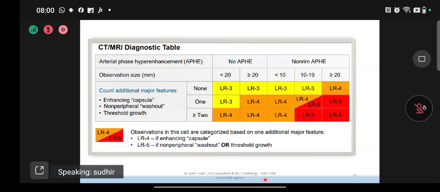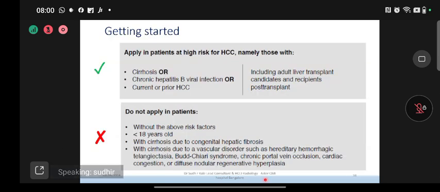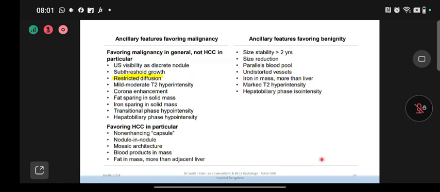Okay, with this, we also should know where we can apply LI-RADS. LI-RADS has been recommended to be applied in cirrhosis patients, patients with chronic hepatitis B viral infection, and patients with current or prior HCC. It does not apply in patients who are less than 18 years old, and those patients who have congenital hepatic fibrosis or vascular disorders like hereditary hemorrhagic telangiectasia, Budd-Chiari syndrome, portal vein occlusions, or cardiac congestion. So we should also know that in Budd-Chiari, which we come across quite frequently, or a chronic portal vein occlusion, we shouldn't be applying this.